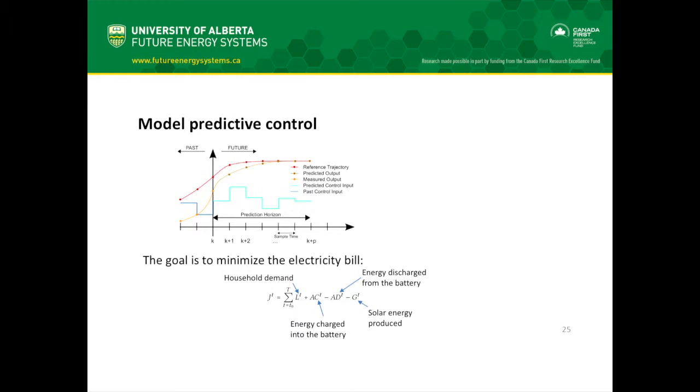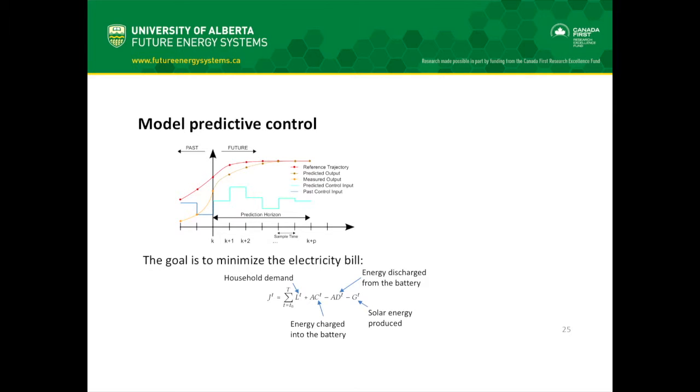So as I said, model predictive control is one of the control algorithms. In model predictive control, we have desired outputs, and based on the desired outputs and our model, we can find what control inputs can lead us to those control outputs.